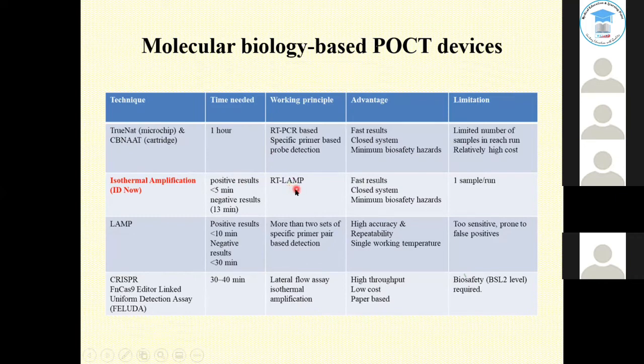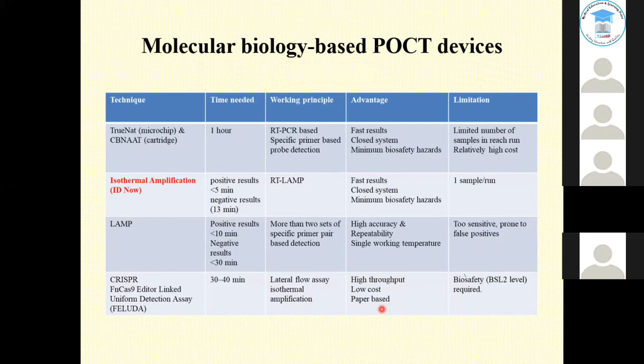Working principle was RT-LAMP, again fast results, closed system and minimum biosafety hazards. LAMP, positive result in less than 10 minutes, negative in less than 30 minutes, high accuracy and repeatability with a single working temperature. And finally, the very indigenous CRISPR-based assay, which was termed Feluda after the very famous detective from Bengal. So the time needed was 30 to 40 minutes, and it was a lateral flow assay based on isothermal amplification with a high throughput on low cost and was totally paper-based.